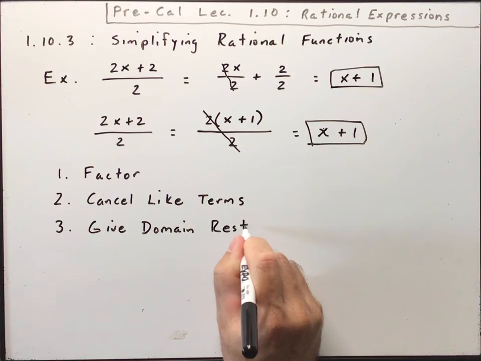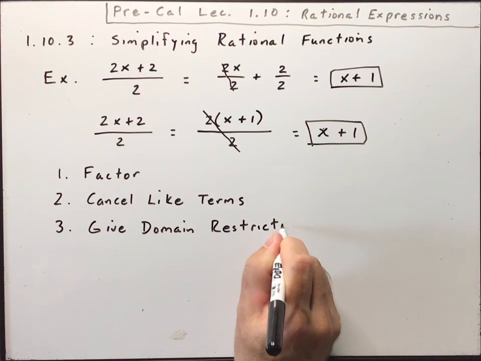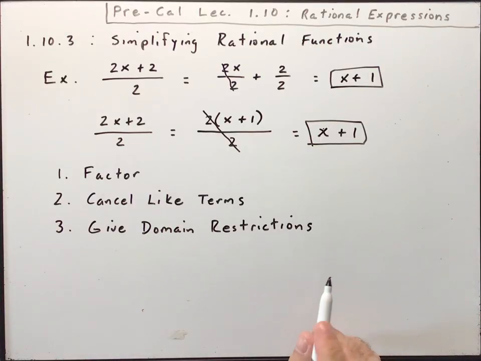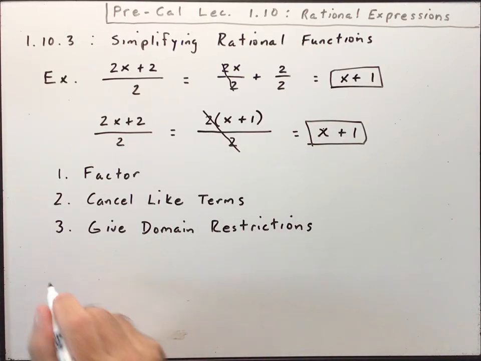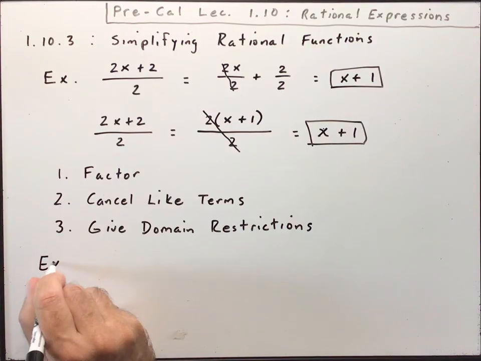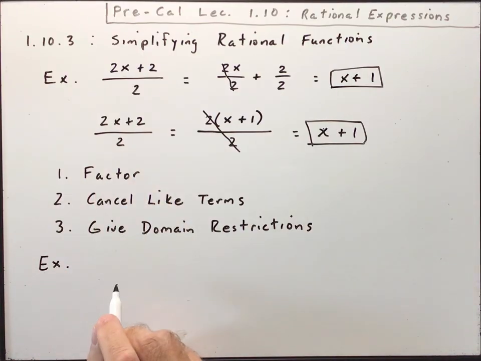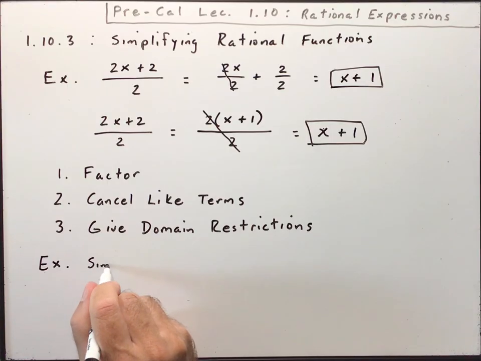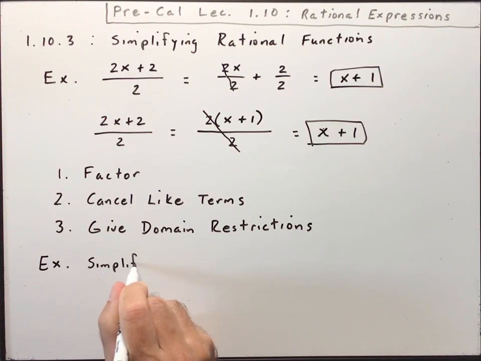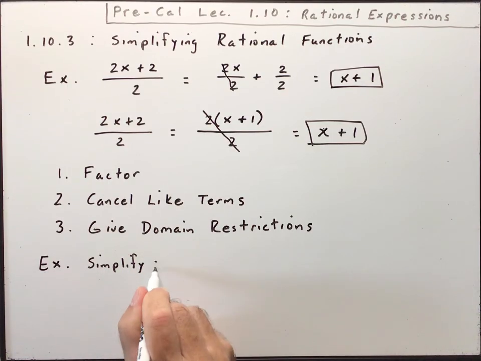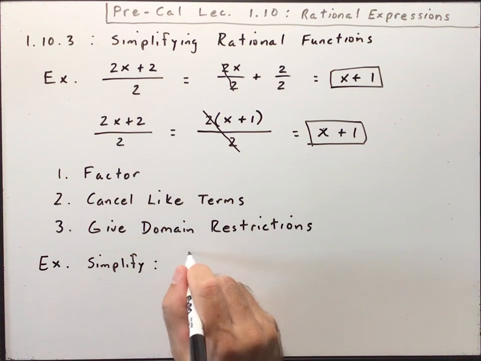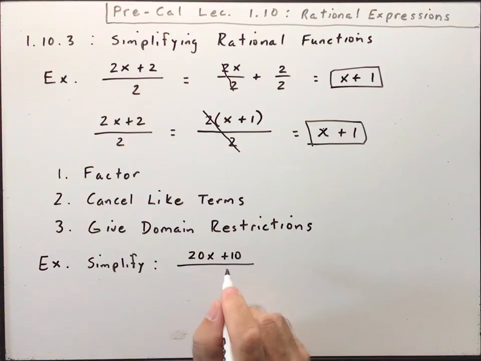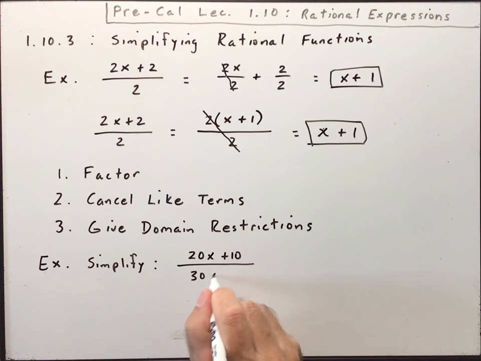Which on this first one we didn't have a domain restriction because there wasn't an x or a variable in the denominator. All right, let's do one where we're going to go through this process. How about we want to simplify. That's our direction. Let's say we have 20x plus 10 over 30x plus 15.